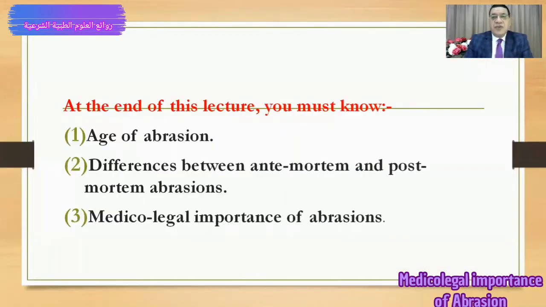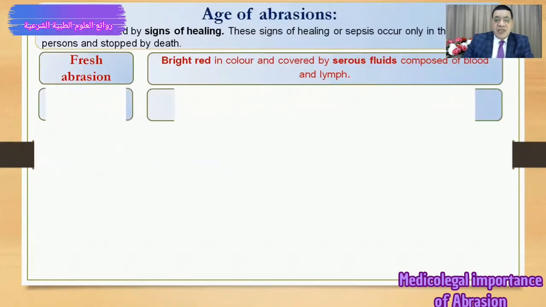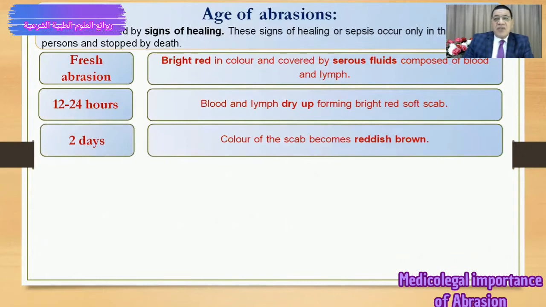At the end of this lecture, you must know the age of abrasion, the differences between ante-mortem and post-mortem abrasion, and the medical legal importance of abrasion. How can you estimate the age of abrasion? It can be estimated by the signs of healing, but you must remember that signs of healing or sepsis occur only in living persons and stop by death.